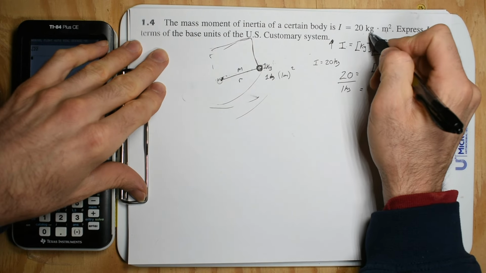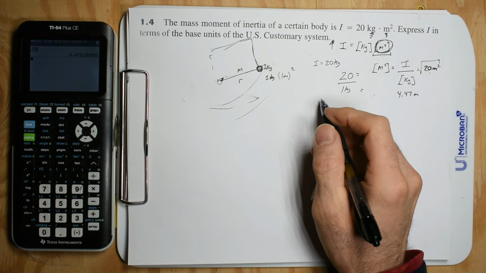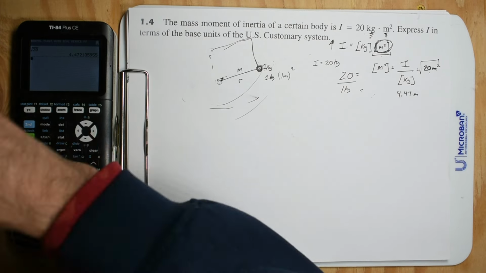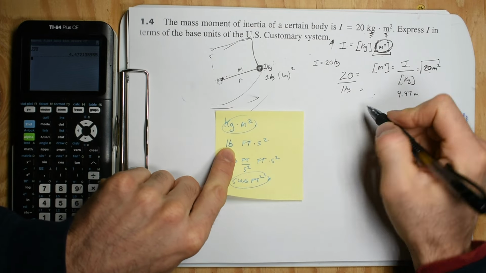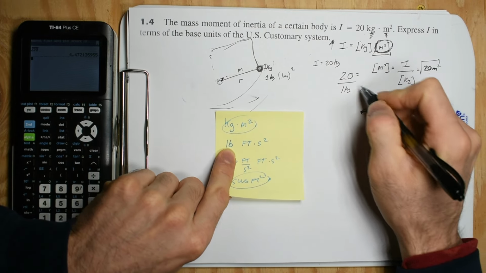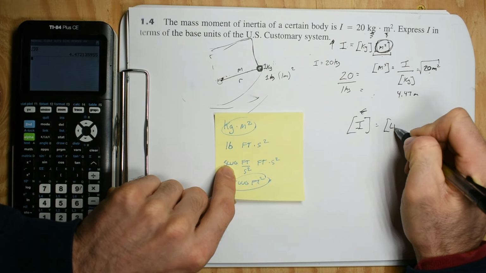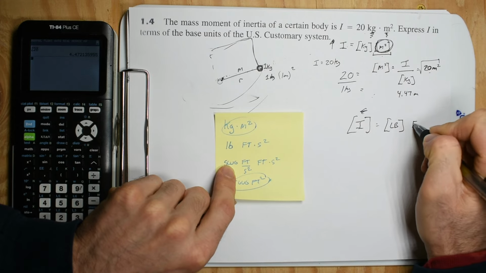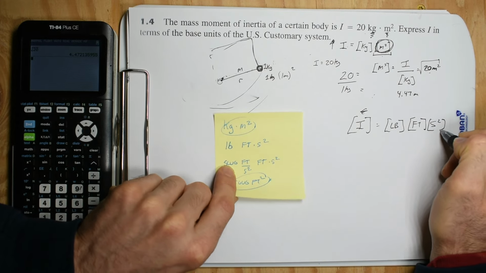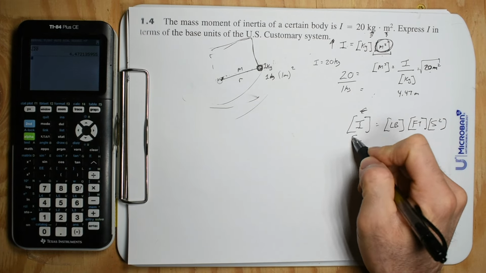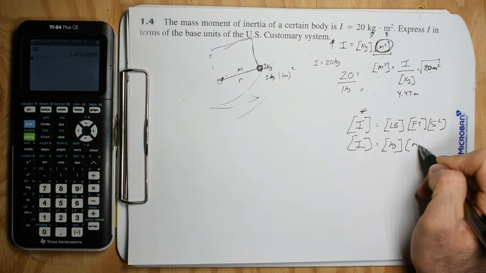And now we just want to convert the units from kilograms. I went on the internet, and it said the U.S. customary units for I is going to be pounds, feet, and then seconds squared. And that looks different than the SI of kilograms, meters squared.